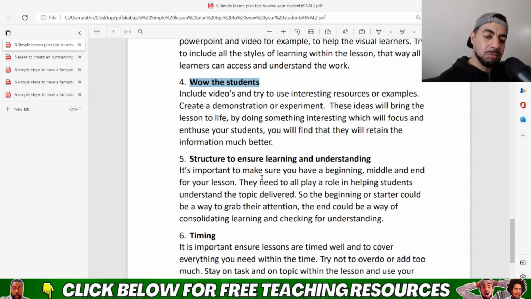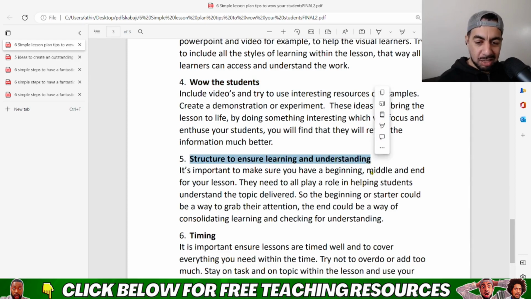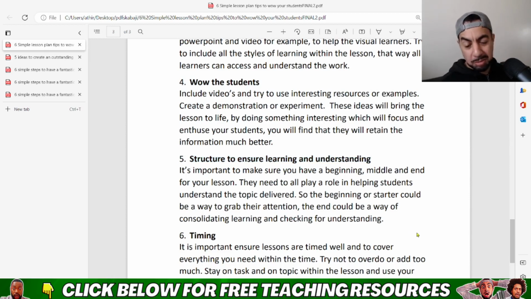The other thing is structure. Structure to ensure learning and understanding takes place. So, the lesson should have a structure. Should have a beginning, a middle, an end. Should have maybe a do now task, something that you can do very quickly at the beginning, and then it links nicely to the main task in the middle, and then it also connects well with the end tasks or the consolidation at the end.